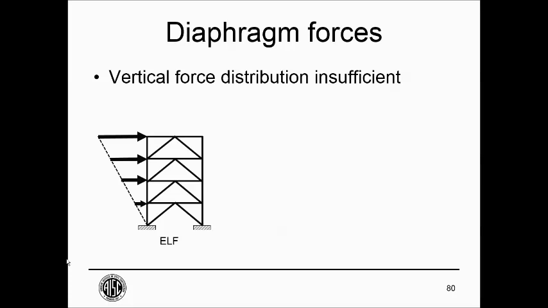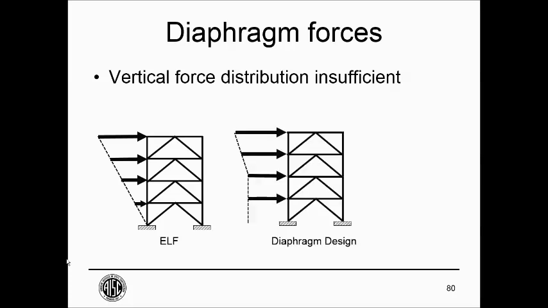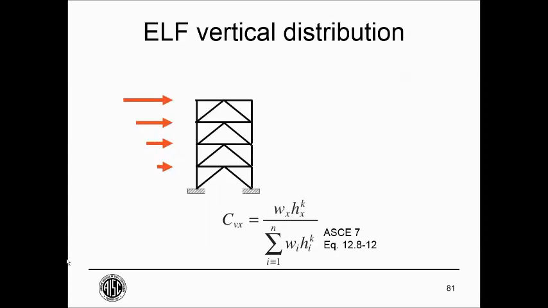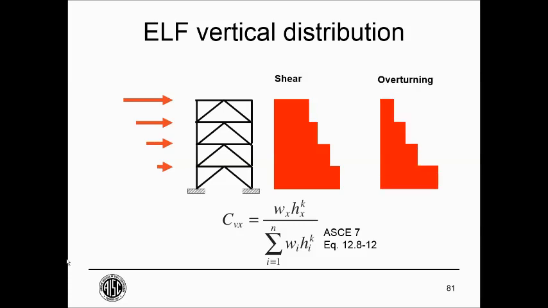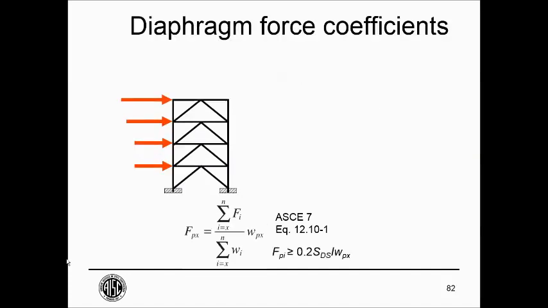Here's the ELF. Here are the diaphragm forces. If you look at the equivalent lateral force procedure, as I said, it gets you the shear that we want to design the frame for. It gets you the overturning moment that maybe we want to design the frame for. But it doesn't give us a lot of force at these lower levels. And if you just design the members at those levels for the forces corresponding to the ELF distribution, you'll end up with things that are going to fail there because the forces will be larger. So that's where the diaphragm force comes in.